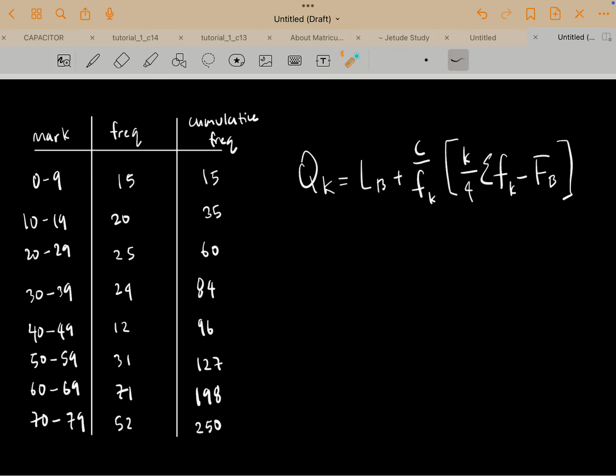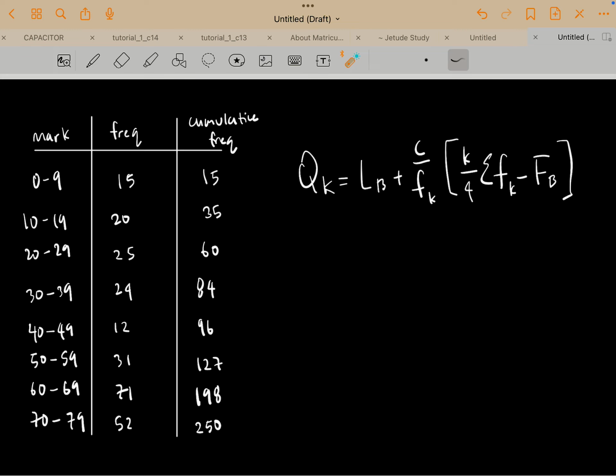For the mark of 10 to 19, there are 20 students that get this, and the cumulative frequency, which means the addition from 15 to 20, is just 35. For the mark of 20 to 29, there are 25 students that get this mark, and the cumulative of all that is just 60. And then you do this until you get the number of students equal to 250. So there are 250 students that take this test.